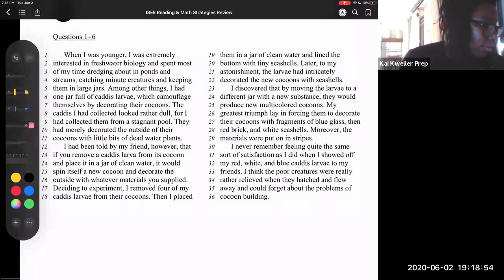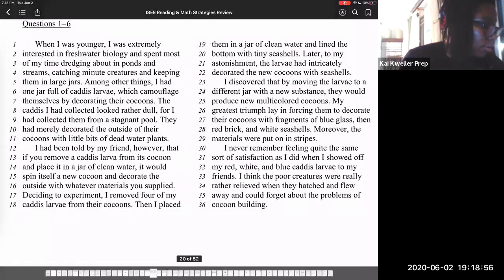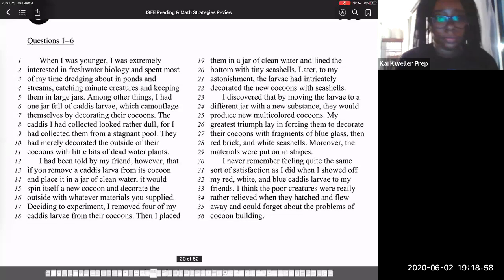Okay, and the students should also have a copy of this. It should be in your inbox. If you don't have it, let me know and I'll send it to you. I can send it to the group as a Google Doc as well. All right. So let's take a minute or two to read and then we'll come back and go over the questions. Okay, guys?